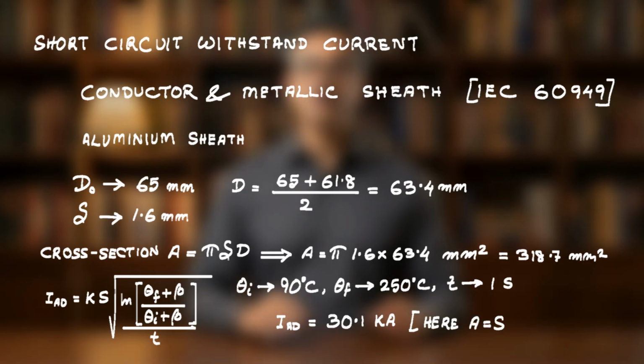Now, if we want to move towards non-adiabatic calculation, we first need to determine the non-adiabatic factor. In practical situations, this factor can be considered, but for most standard calculations, especially at this level, its impact is not very significant. So, for simplicity, we are not including it in our discussion. This gives you a clear idea of how to calculate the short circuit current of a cable sheath.